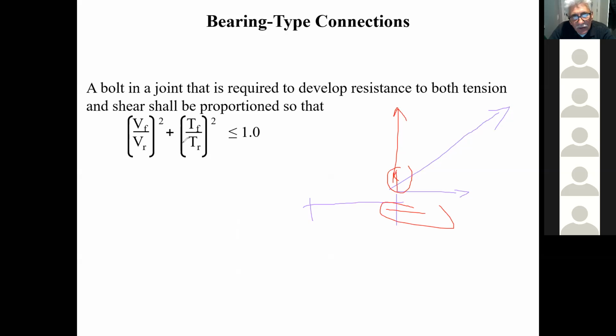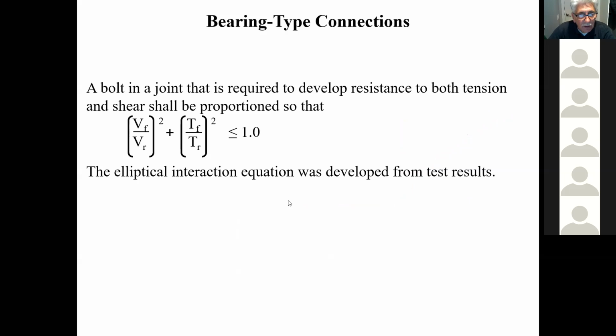Most of the time it's just tension or shear, but if ever you have a situation where two components are acting on a bolt, then you have to use this interaction. And that's the only difference. So I'm giving it to you so you can have this in your notes. And that's it. The elliptical interaction equation was developed from test results.